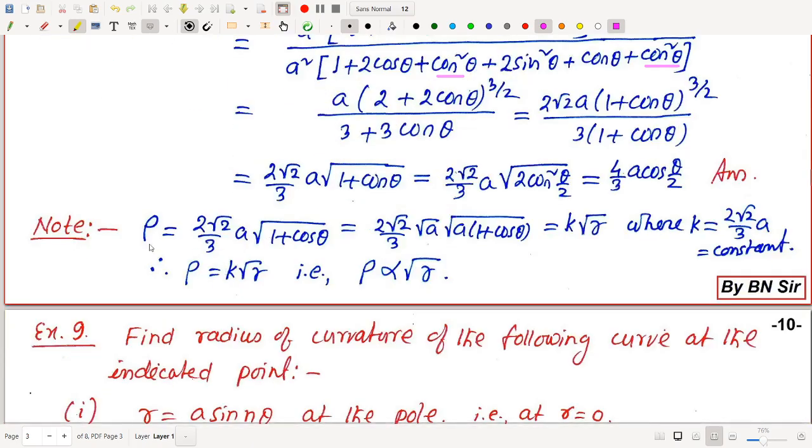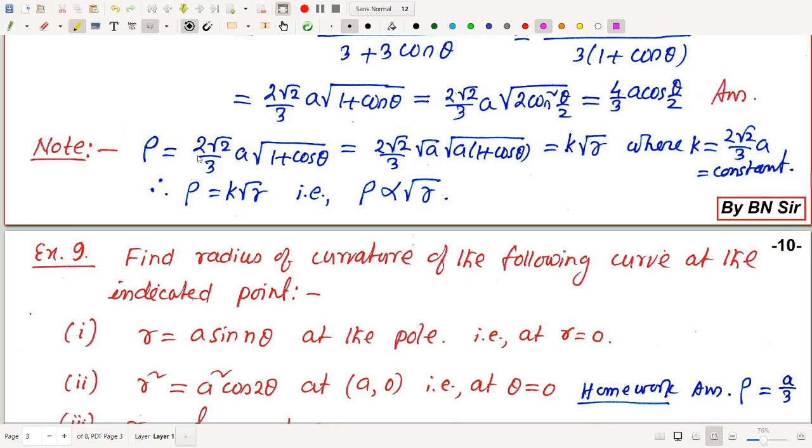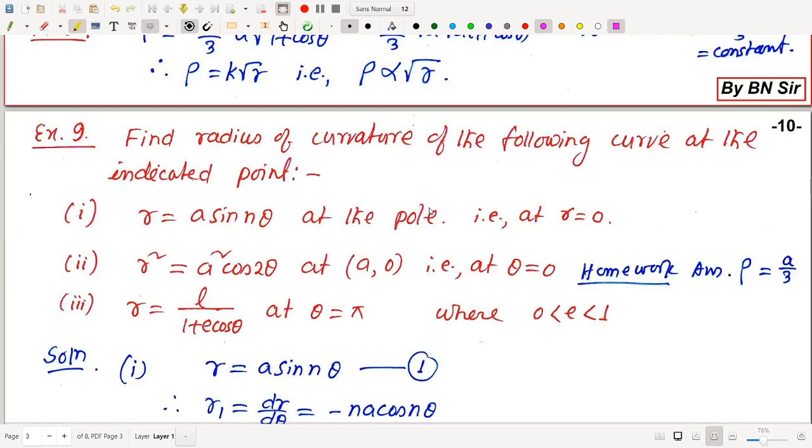And one note: we observe that rho we have got is 2 root 2 by 3 a root over 1 plus cos theta. Now this a, let us take as root a inside and 1 root a outside. So this a into 1 plus cos theta is actually r, given equation of the curve r equal to this. And this value let us take as k into root r, where k means 2 root 2 by 3 root a. This is a constant. Therefore rho equal to k into root r, rho equal to constant into root over r, that is rho varies as root over r. So the question will be like that: prove that radius of curvature at any point of this curve is proportional to root over r. So done.